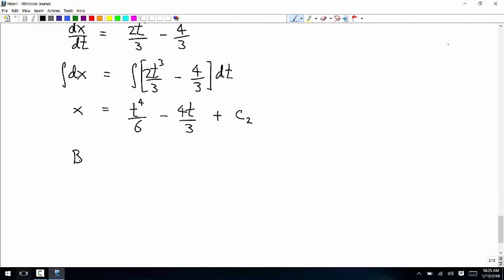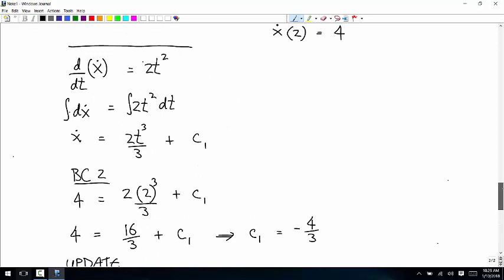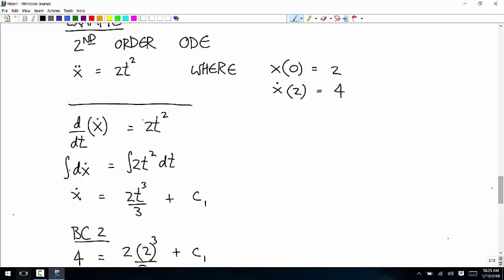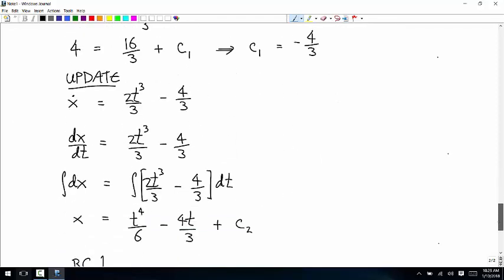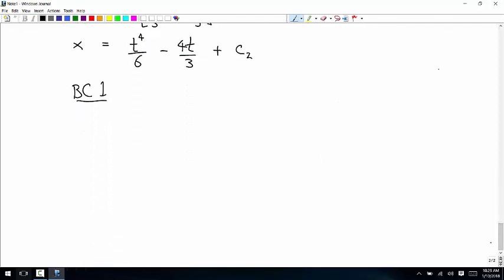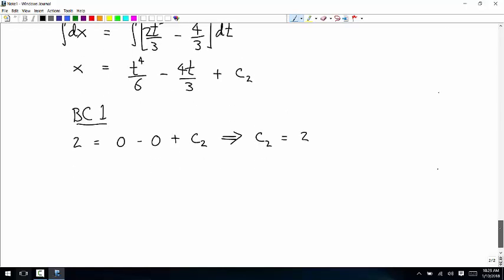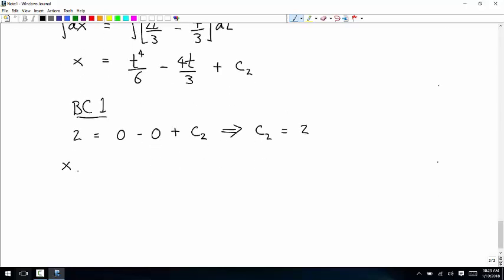And now we use the first boundary condition. When time is equal to 0, x is equal to 2. So 2 is equal to 0 minus 0 plus C2. So C2 is equal to 2. And so our final expression for x as a function of time is t to the 4th over 6 minus 4t over 3 plus 2.